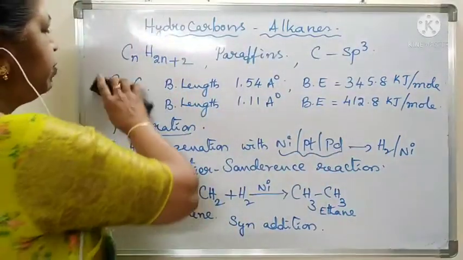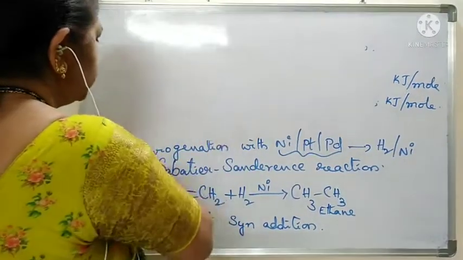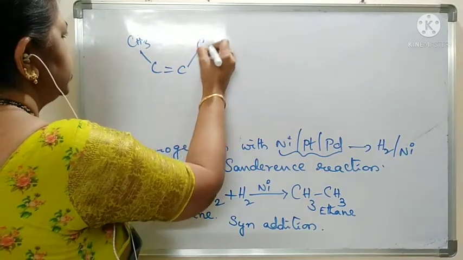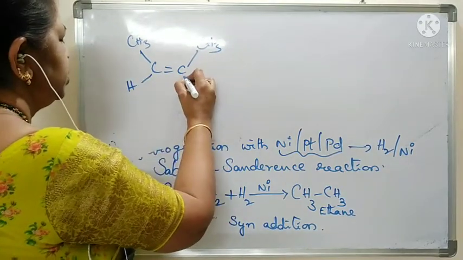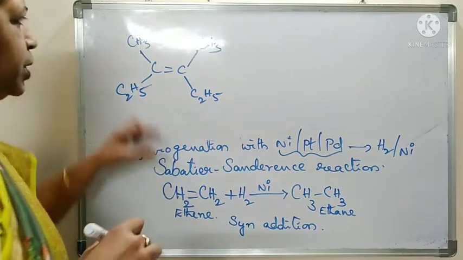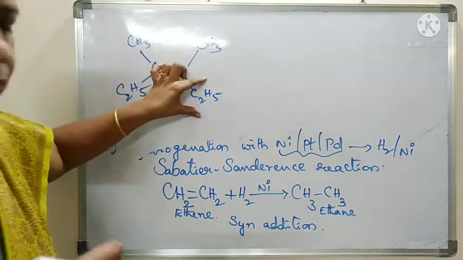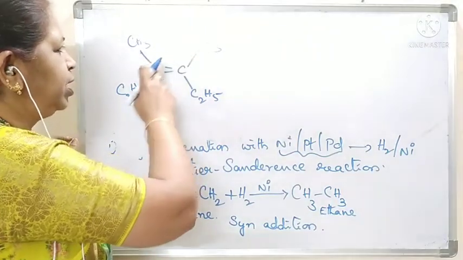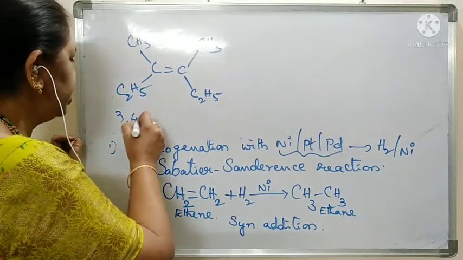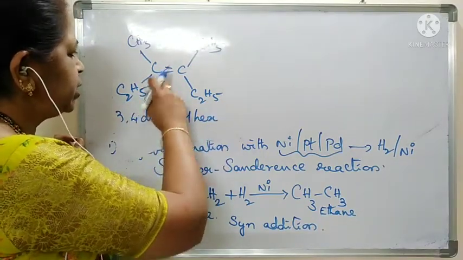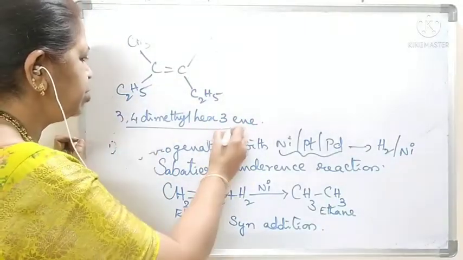Now let us see the example for that. If you take the higher alkene, we can observe this syn addition. Let us take CH3, C=C, CH3, with C2H5 on either side. This is an unsaturated compound. It is a 6 carbon structure. It is hexene. These two methyl groups are substituents on 3rd and 4th carbon atoms. This is 3,4-dimethylhex-3-ene. This is the IUPAC name of this structure.